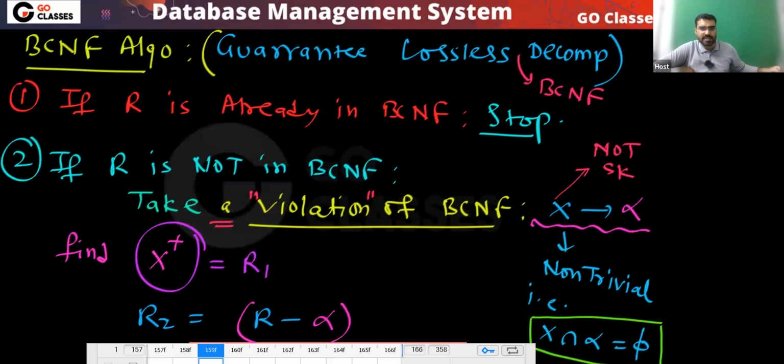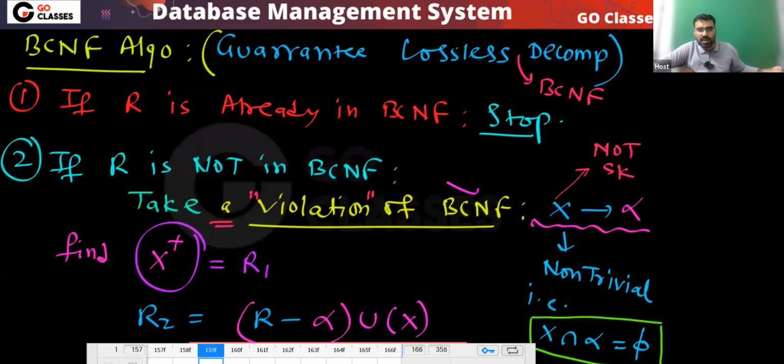Or basically, I can say that from R you remove alpha, but you add X. Don't remove this X. Remove the alpha, but do not remove X. So this is what you do: find a violation of BCNF, then find X plus, and then do this.